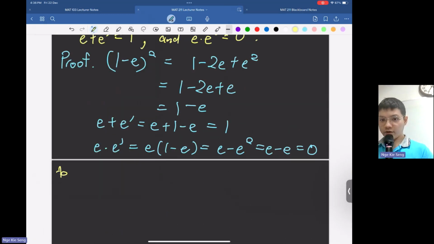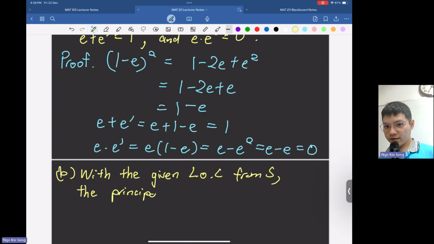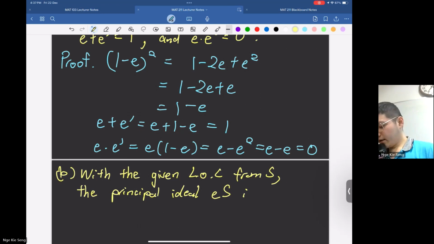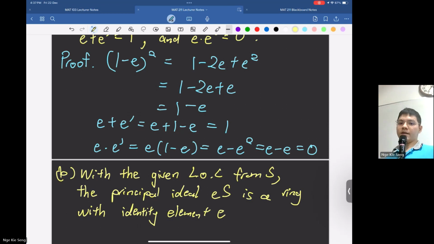The second statement: what can we do? With the given element X, the principal ideal E times X is a ring. It's a ring with identity element E.